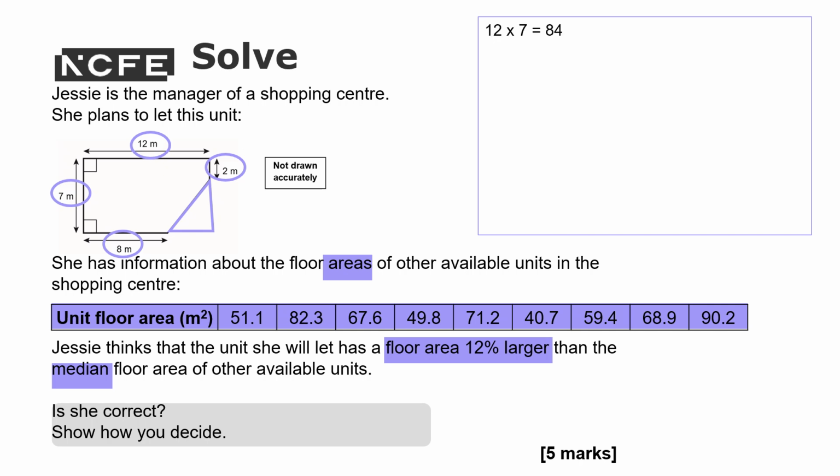So for this example, first of all, I am going to calculate the area of the large rectangle. So 12 times 7 gives me 84.